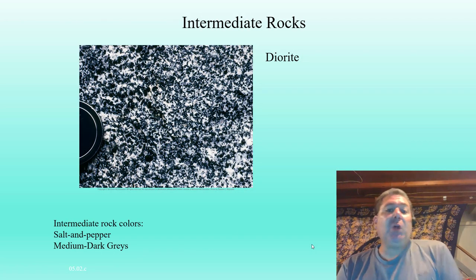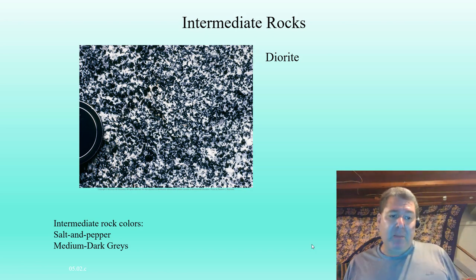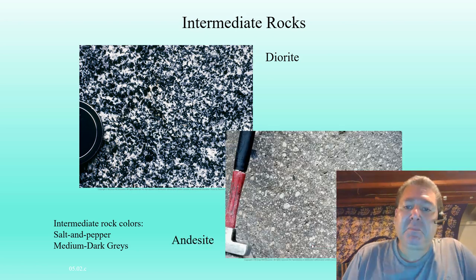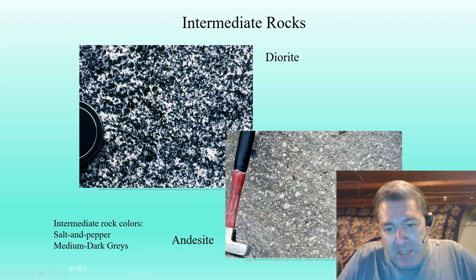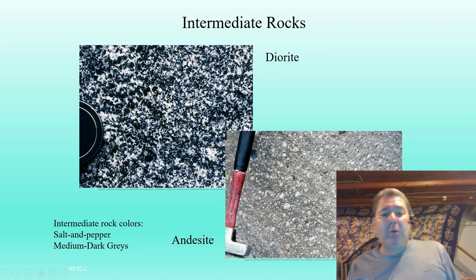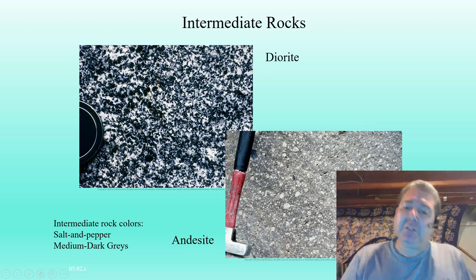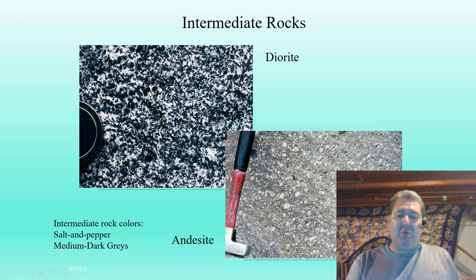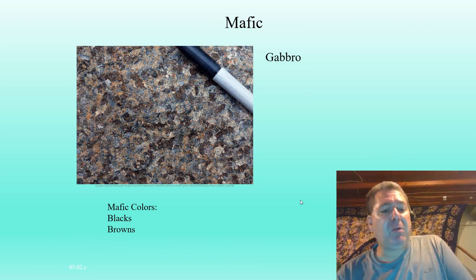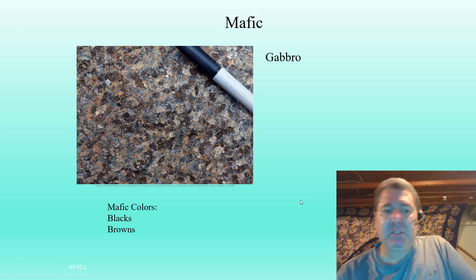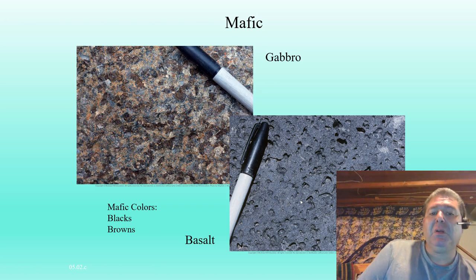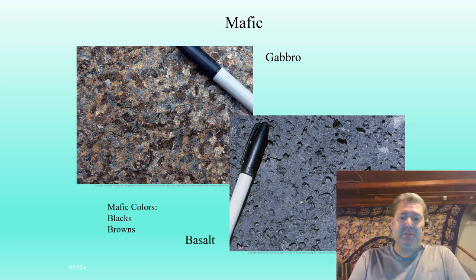Intermediate rocks are salt and pepper, halfway between light and dark, or medium-dark grays. Here's a diorite, the intrusive version. And here's an andesite, and as you can see, lots of little porphyries, or phenocrysts, in there. This is a porphyritic andesite. Whenever something shows those two phases of texture, we just add the word porphyritic to the front. And then mafic colors are browns, blacks, and greens. There's our intrusive one, gabbro, and our extrusive one, basalt.